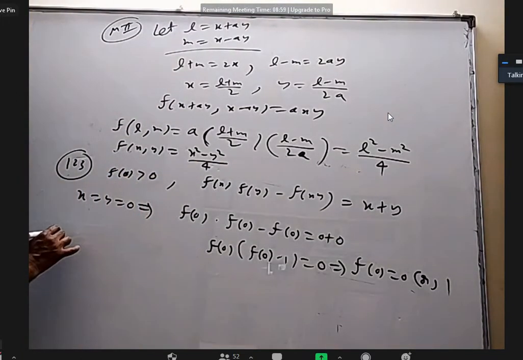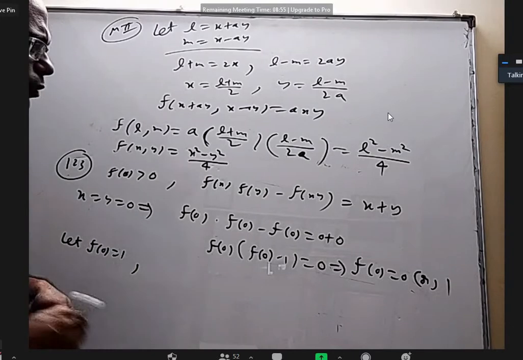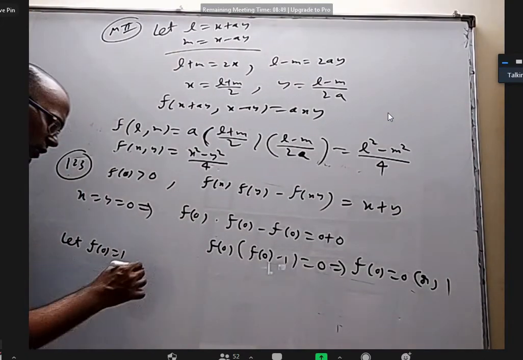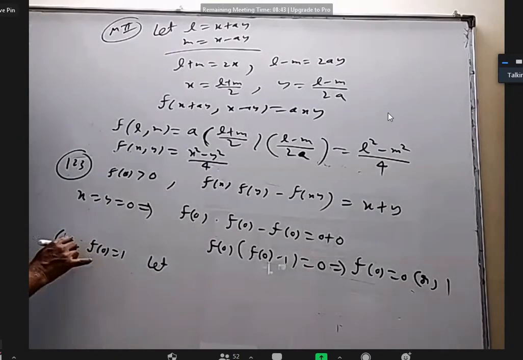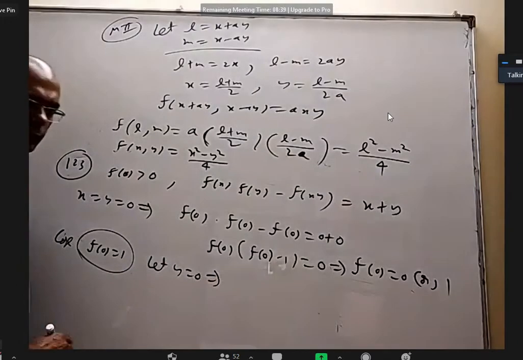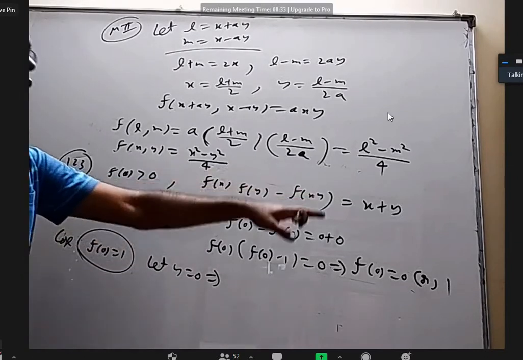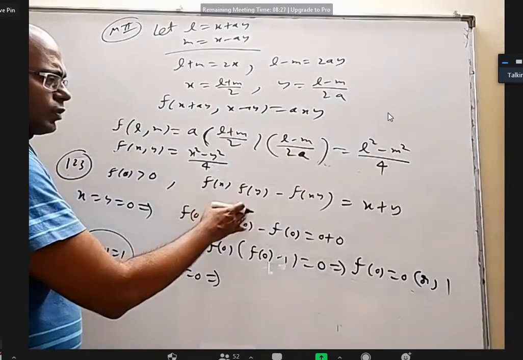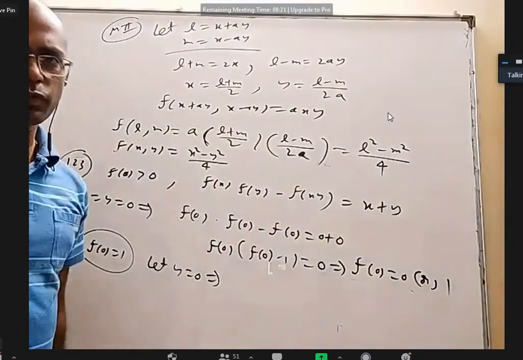So now let me take f of 0 equal to 1. Now I want to put only y or only x as 0 and I can use this result. In the case of f of 0 equal to 1, let y equal to 0. I can put x and y equal. I can put y equal to 1, x equal to 1. I can put x and y both 1 also. In fact, if I put x and y both 1, I'll get f of 1 whole square minus f of 1 equal to 2. Some quadratic equation. I'm sure I can get an idea about f of 1 value also.